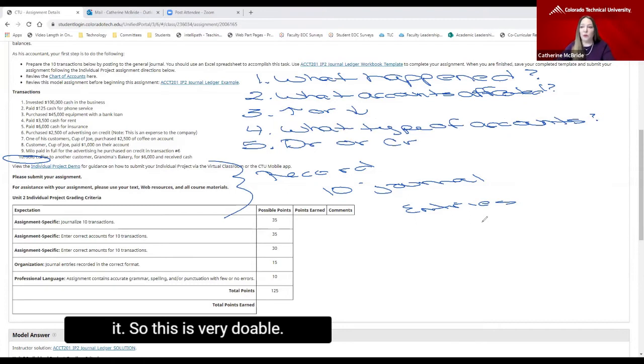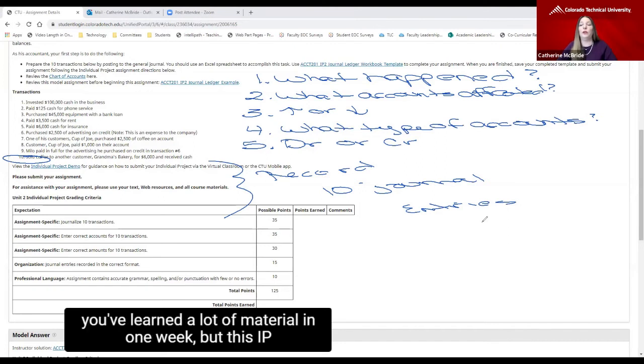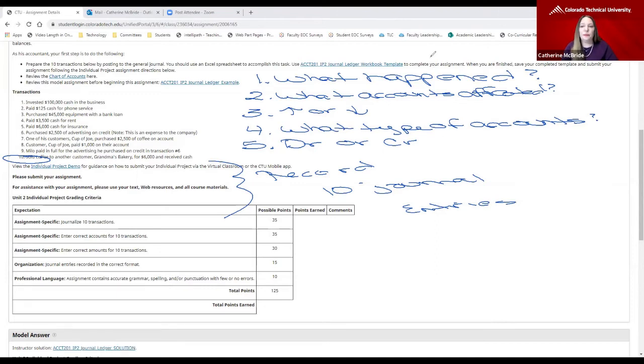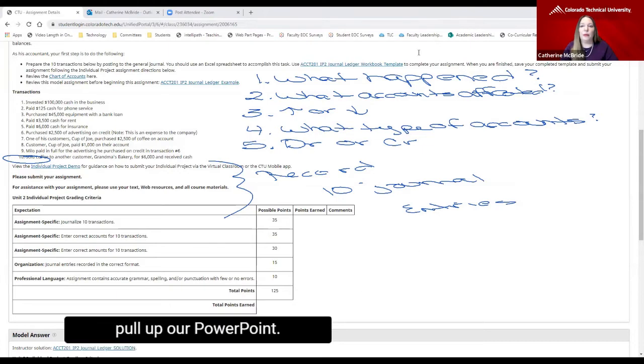So this is very doable. I know you probably feel a little overwhelmed right now because you've learned a lot of material in 1 week, but this IP is very doable and it will help you solidify what you learned last week and move into the material for this week. All right, I'm just going to stop sharing for a moment and pull up our PowerPoints.